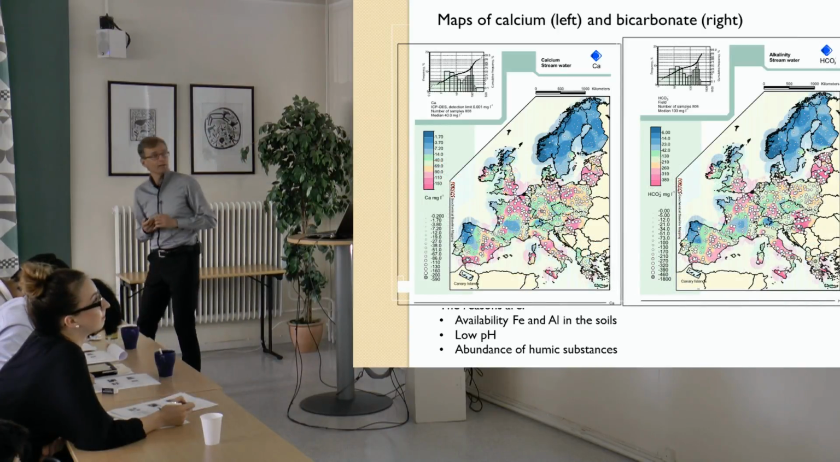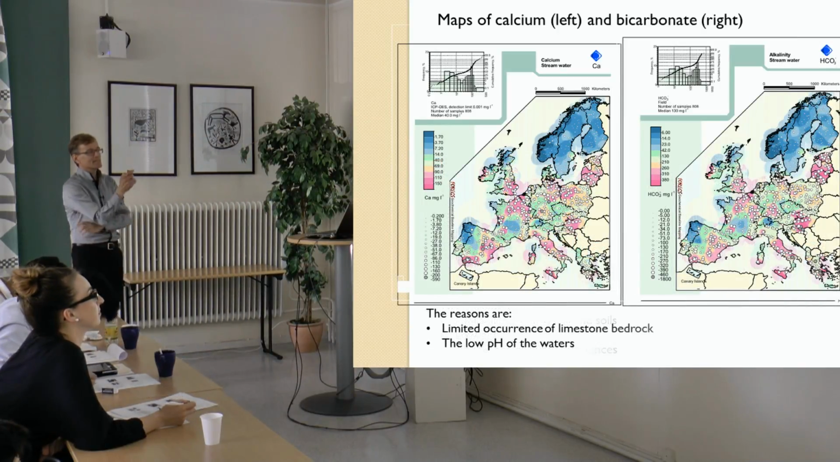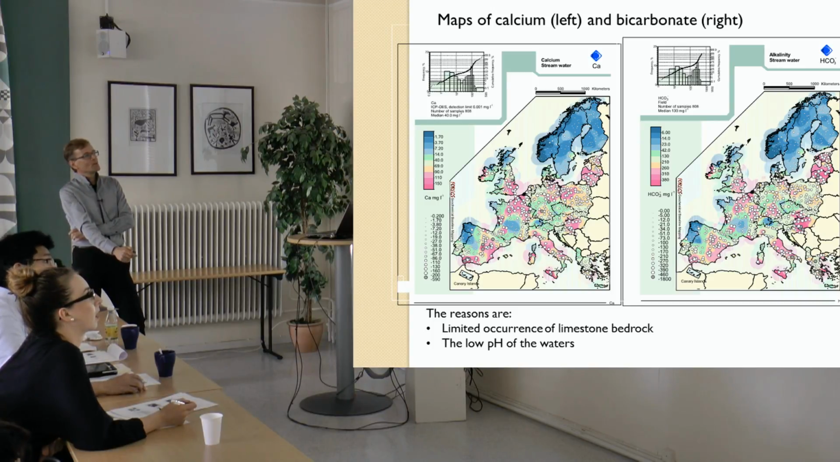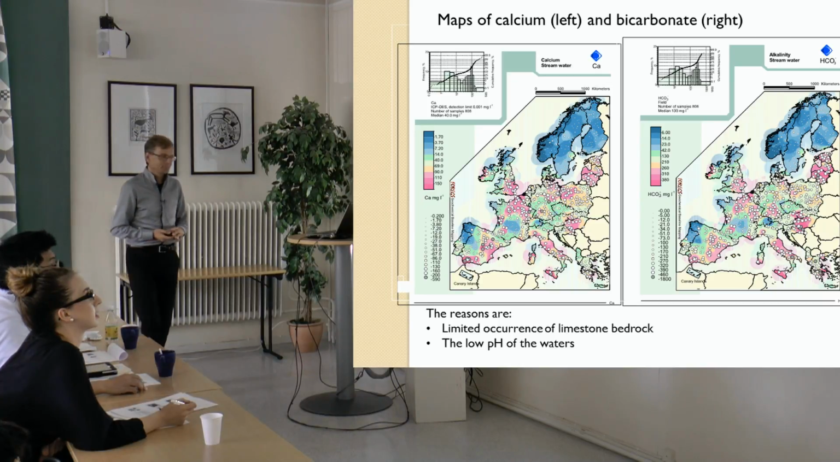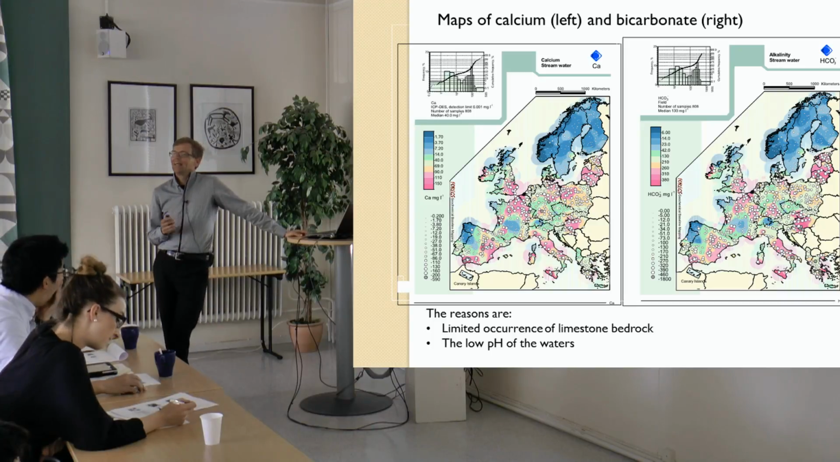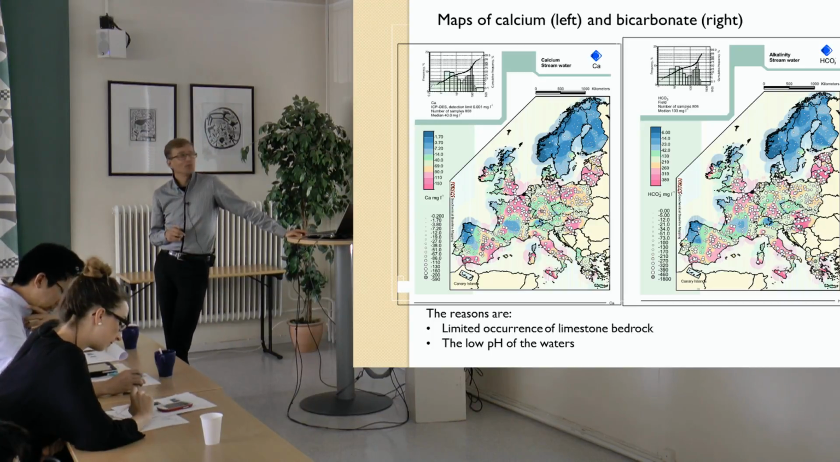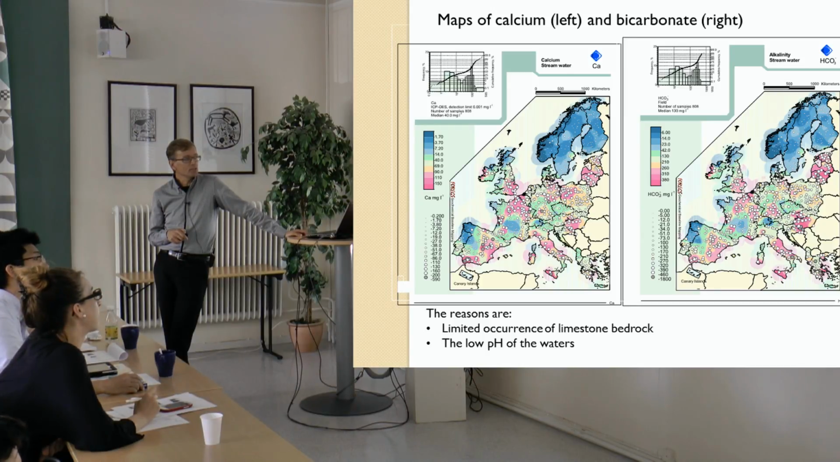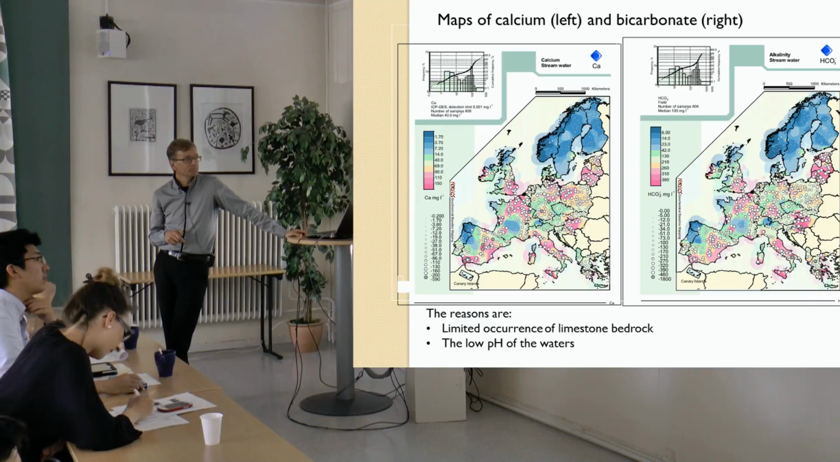So we go to two other metals, the last slide here. Now it's calcium and bicarbonate, two other elements of common interest in hydrochemistry. And I just show you these because they have a totally different pattern. Blue areas, which means low concentrations, much lower than over the continent.